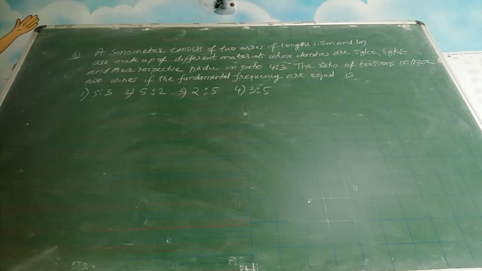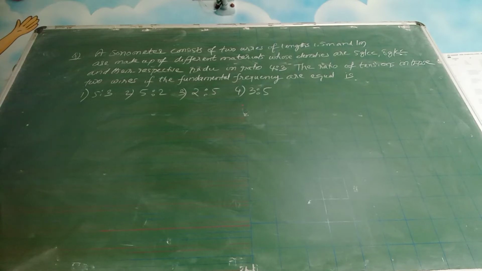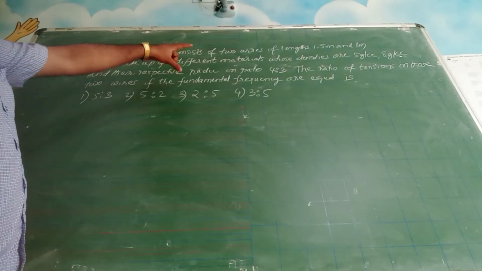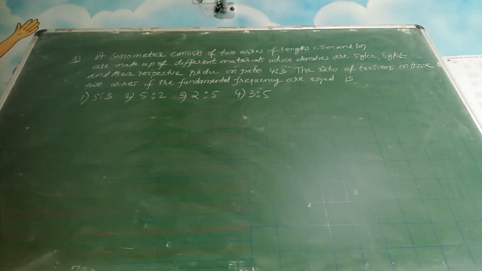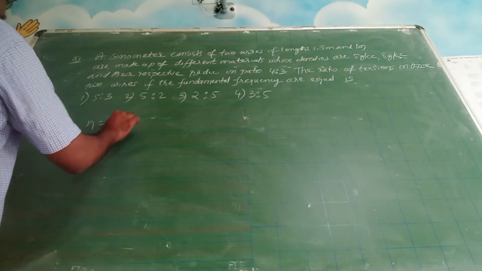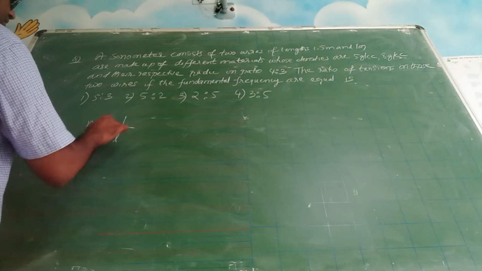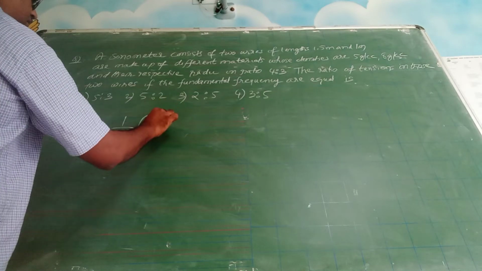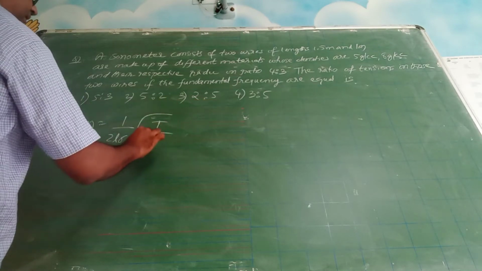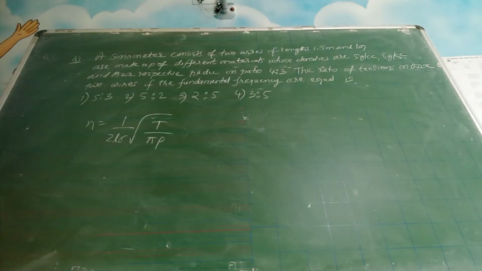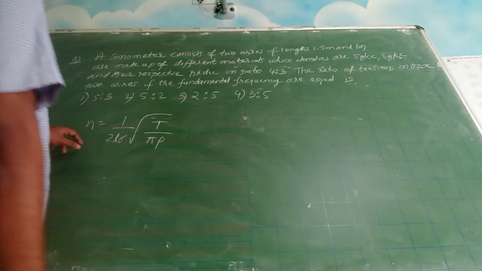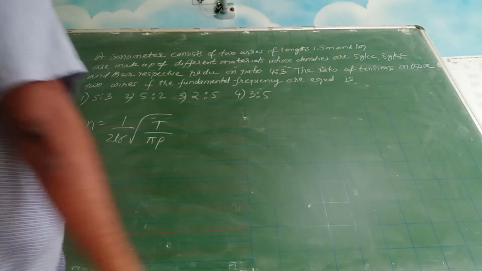So see, there is a question on sonometer. Here he is asking that a sonometer wire consists of two wires of different lengths, different densities and different radii. So you have to find out the ratio of the tensions. So the frequency is given by, as we have just seen, 1 by 2Lr into root over T divided by pi rho, right? This is what we have seen. So here you are finding the ratio of the tensions.